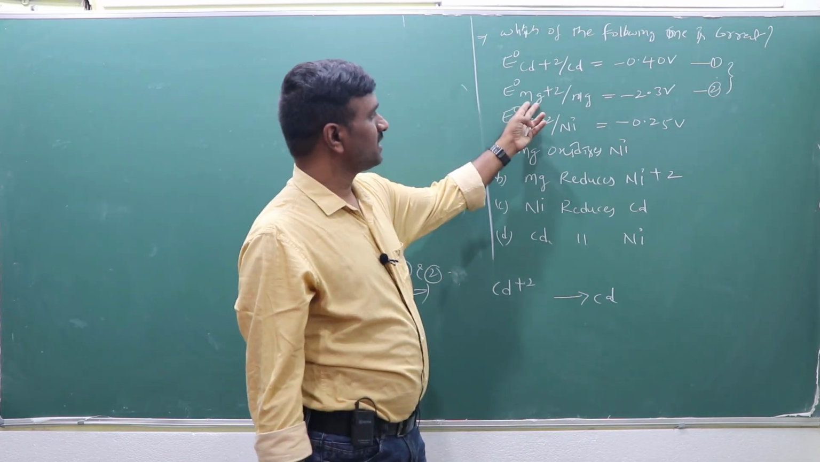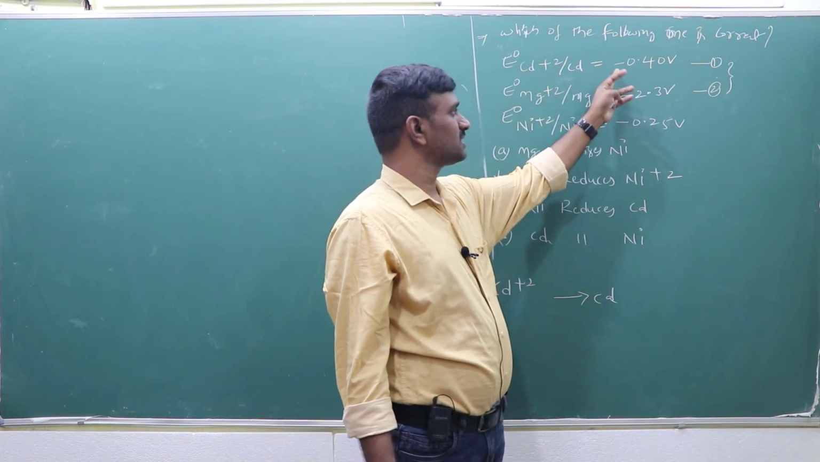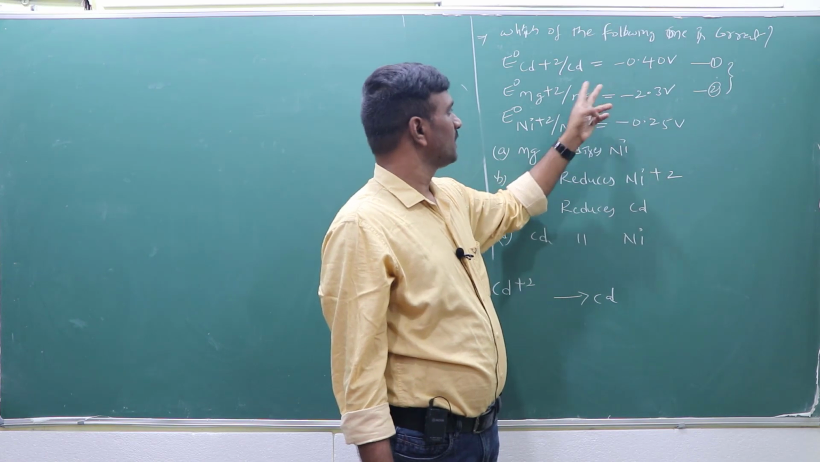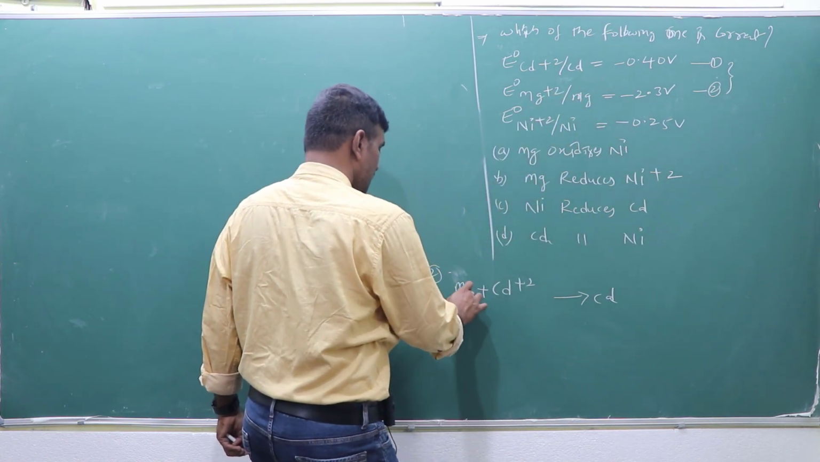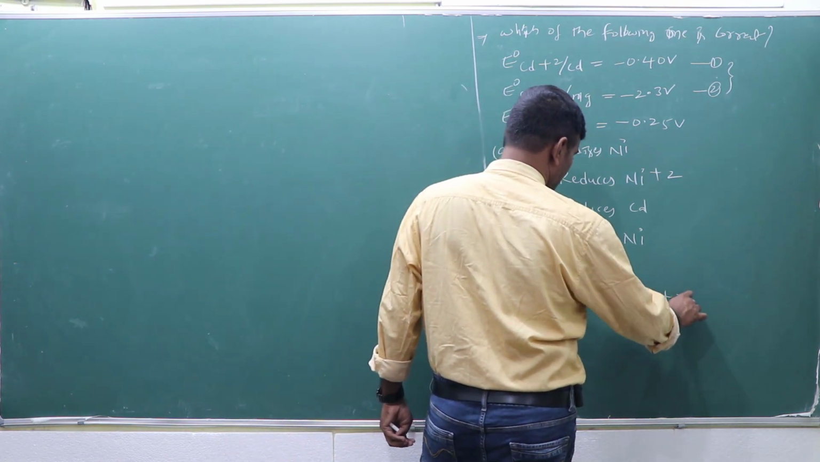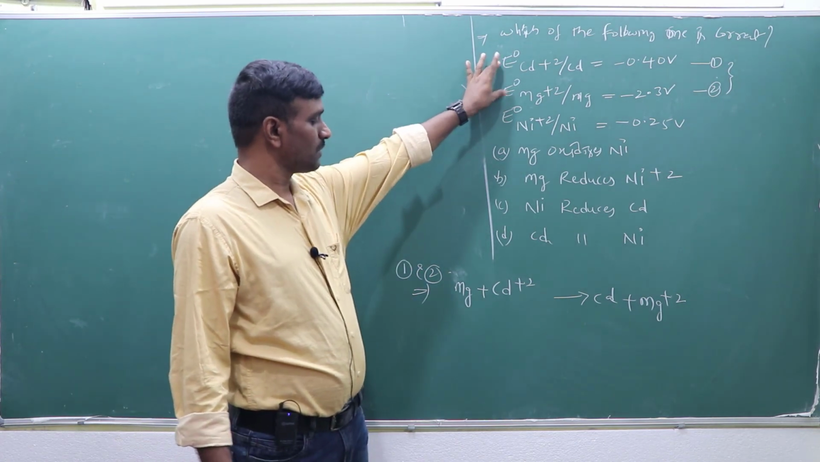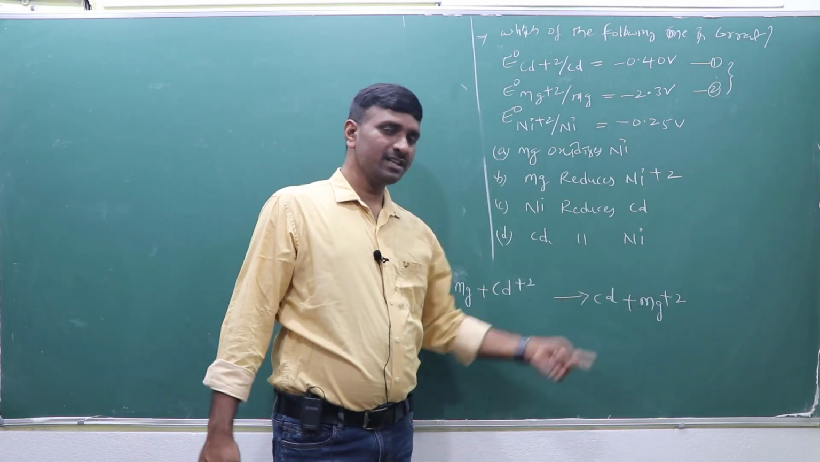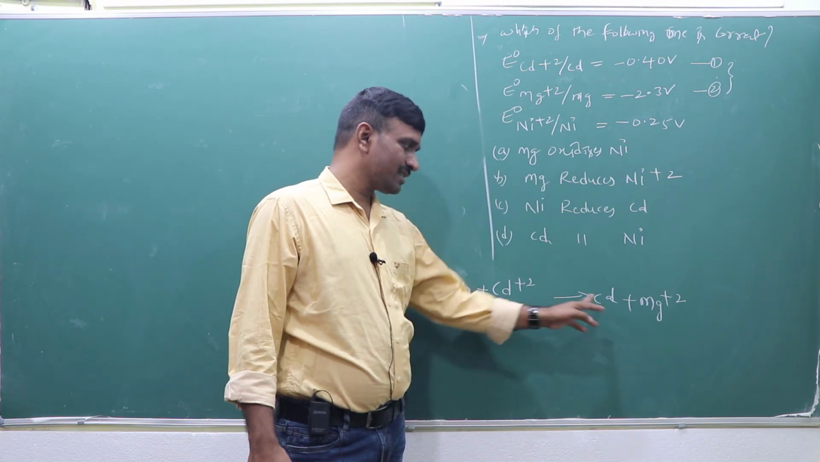And the lowest reduction potential is which one? The lowest reduction potential is this one. Compared to these two, this one has the lowest standard reduction potential, so oxidation takes place. When oxidation takes place, which one is it? Magnesium goes to magnesium plus 2 while giving 2 electrons. So if we write the reaction from the first two, magnesium goes to magnesium plus 2 plus 2 electrons, and cadmium plus 2 takes the 2 electrons to become cadmium.